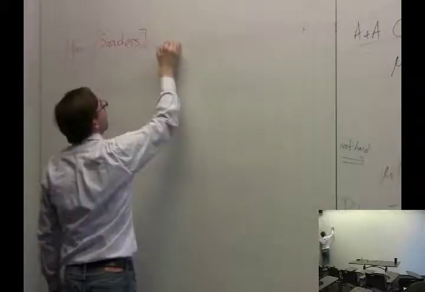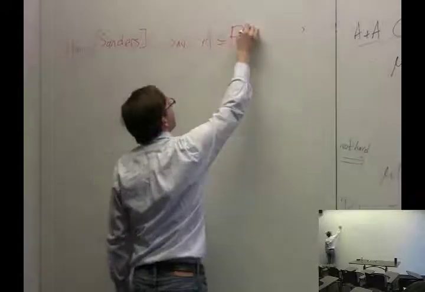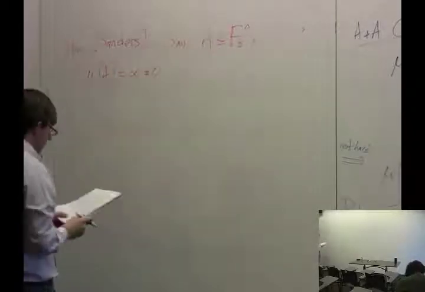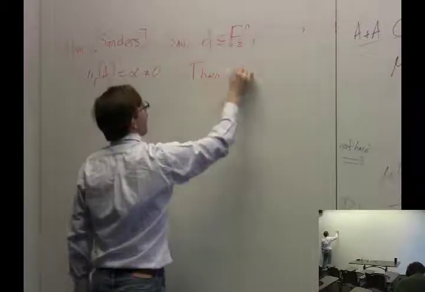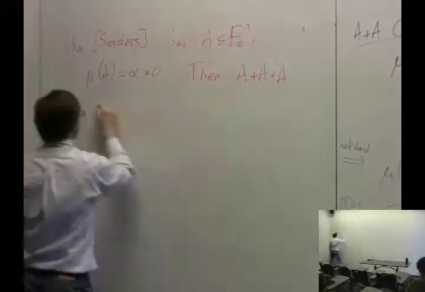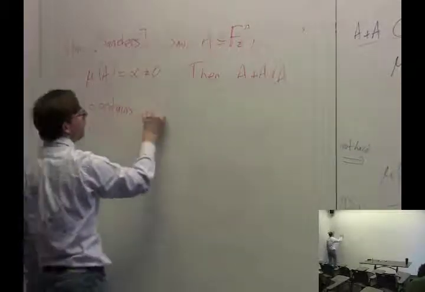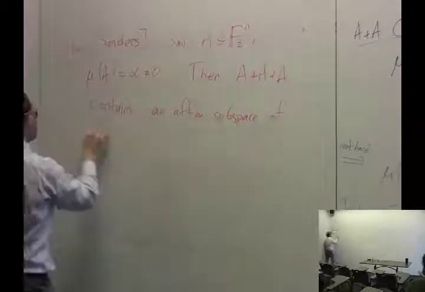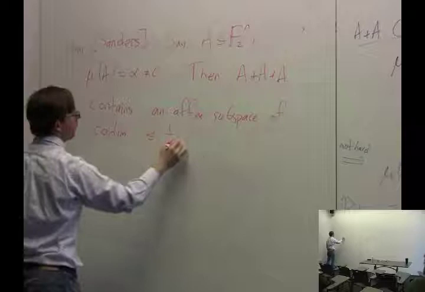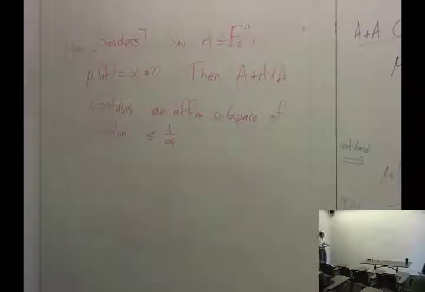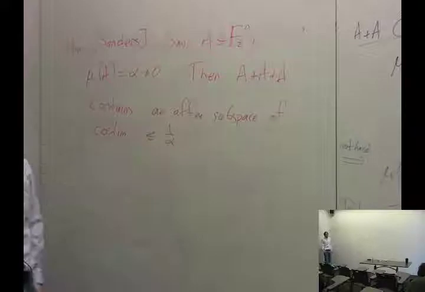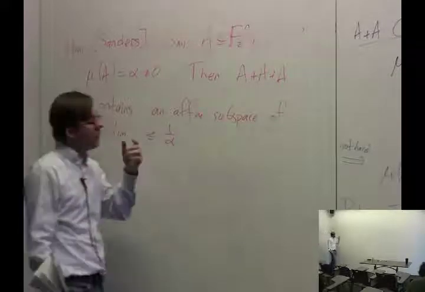So here's the statement of the theorem. Say that A is a subset of F2 to the n, and the density of A is some alpha. Then, if you look at A plus A plus A, it contains all of an affine subspace of codimension at most 1 over alpha. Okay, so in light of this conjecture, you could have maybe potentially hoped for log 1 over alpha. Here we get 1 over alpha. And philosophically, I think it's a bit actually.